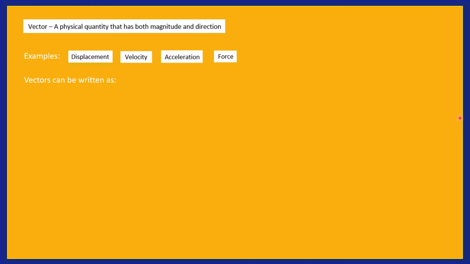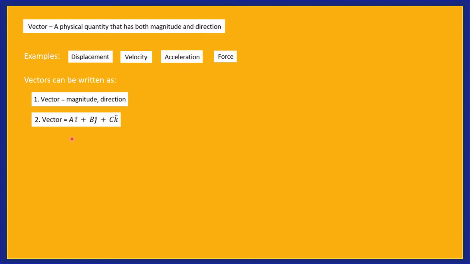Vectors can be written as a vector equal to its magnitude, comma, and then direction. Other vectors can be written as a vector equals a constant times i hat plus another constant times j hat plus another constant times k hat. Here, i hat, j hat, and k hat are unit vectors, while a, b, and c are the components of this vector.